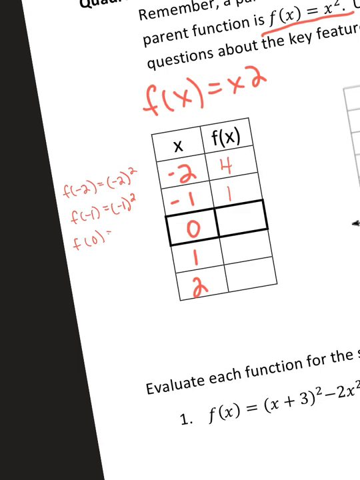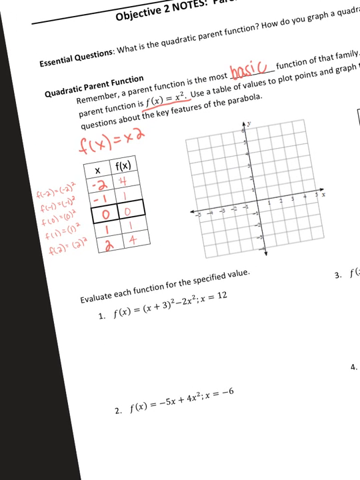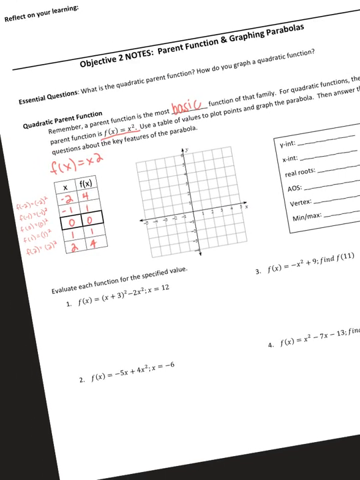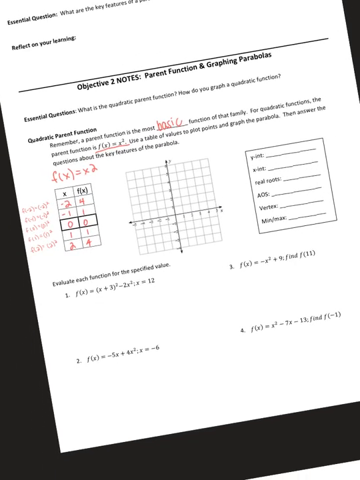F of 0 means we're going to substitute a 0 in, square that, we still get 0. F of 1, we're going to substitute a +1 in, square that, that's equal to 1. And f of 2 is equal to 2 squared, and 2 squared is 4. Okay, so there are our input and our output values. And so we are going to plot these. And remember, this is for the parent function, the most basic version of a quadratic function. Also remember that a quadratic graph's shape is called a parabola.